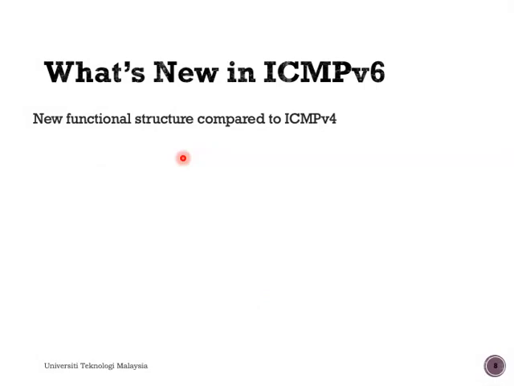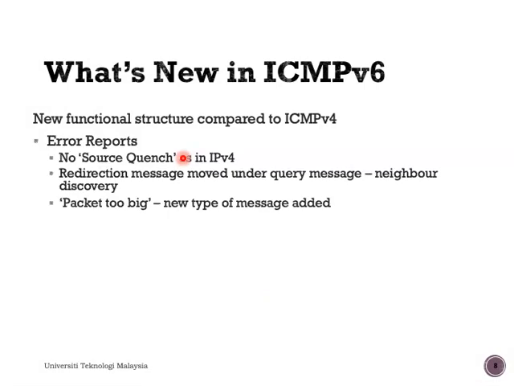So what's new in ICMP version 6? It is new in terms of functional structure compared to ICMP version 4. For error reports, there is no source quench as in IPv4. Source quench, if you remember, is used to control congestion in version 4. So it is eliminated in this version because congestion control has been taken care of by using the priority and flow label fields in the IPv6 header.